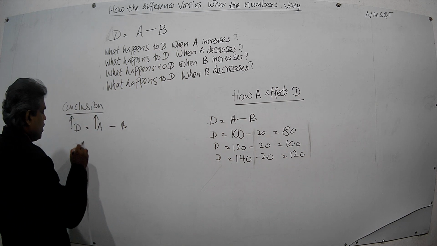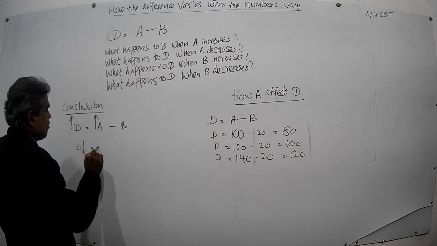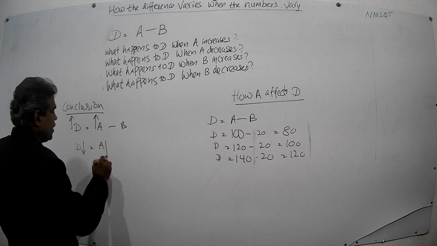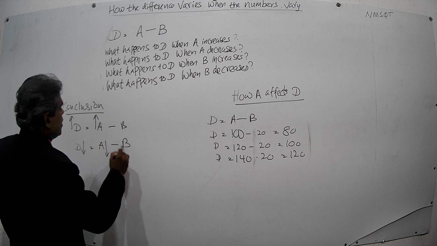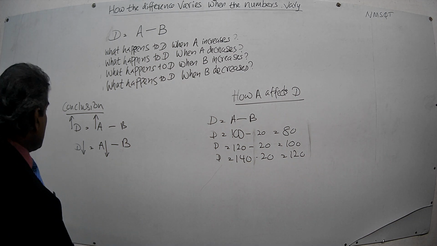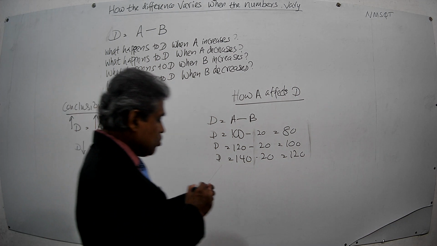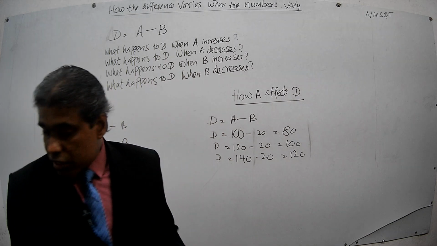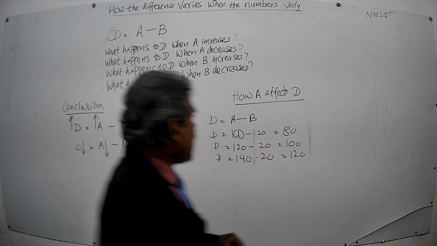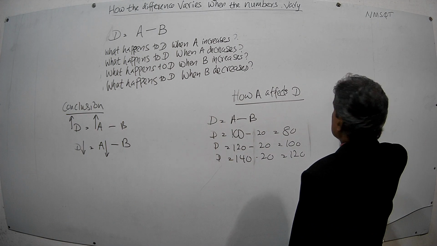Then we write here: D decreases when what? A decreases. Okay, that is another conclusion. Now you come to B. Right. Now how does B affect D?